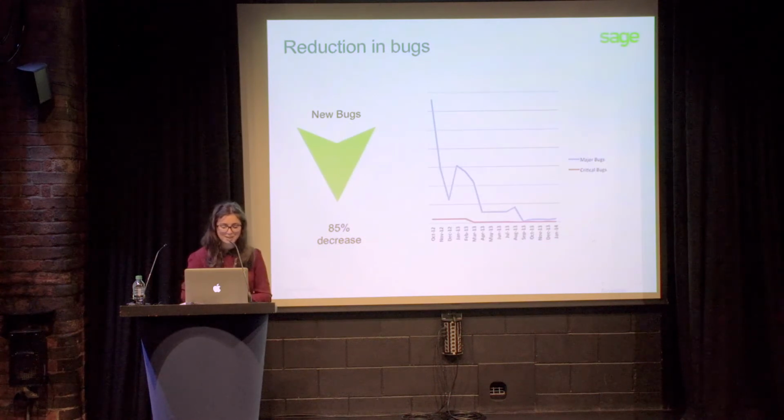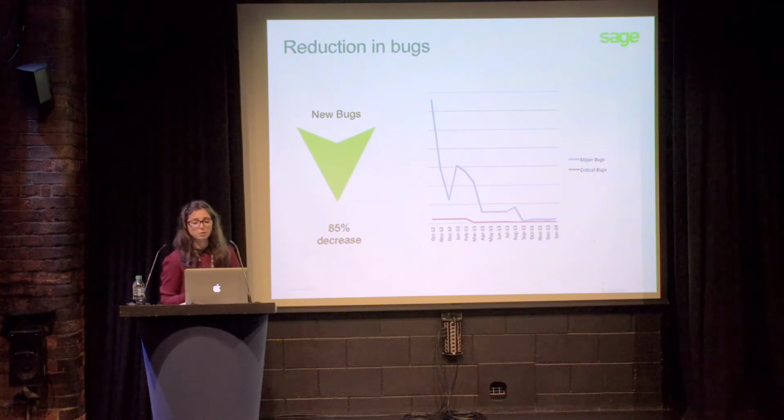Reduction in bugs. For me, this is really fantastic. There's a very low number of critical bugs. Very rarely do you find anything that blocks a release, because pretty much all the most critical functionality is tested in automation.